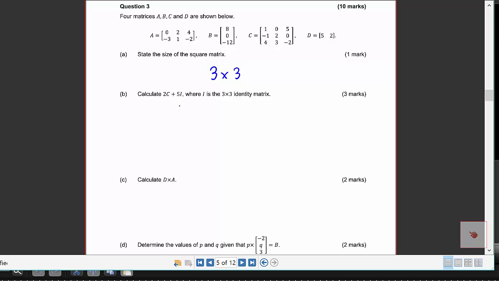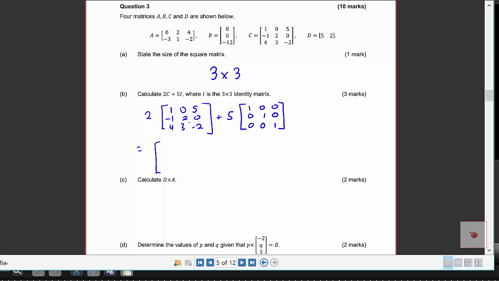Calculate 2C plus 5I, where I is the 3 by 3 identity matrix. So we're doing twice C, so that's 1, 0, 5, negative 1, 2, 0, 4, 3, negative 2, plus 5 lots of I. Now the 3 by 3 identity matrix has 1s on the leading diagonal and 0s everywhere else.